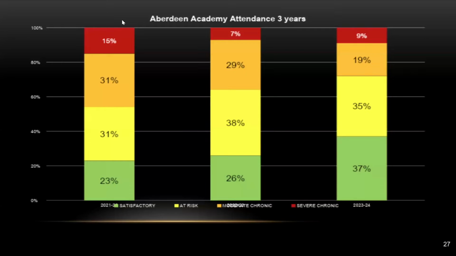And so with Attendance Works support and our attendance team, we started addressing students on a more individualized basis of what are the barriers, and we're going to talk about that in a few minutes. But you can see, looking at the satisfactory attendance, we've gone from 23% to 26% to 37%. So even though we're not there yet, we've certainly made a substantial amount of growth. And the severe chronic going from 15 to 9, or looking overall at the severe chronic and the moderately chronic, going from what it was in 21-22 to where we are now, it certainly has been an improvement. It's just not the improvement that we're looking forward to seeing.